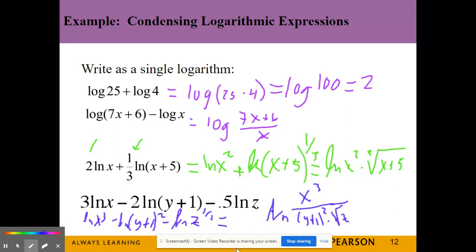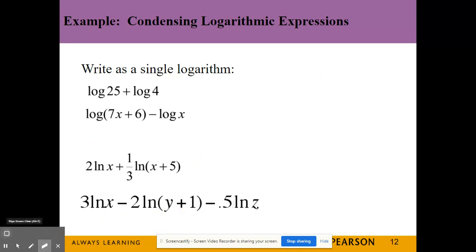Okay, that's better. So my first step was fine, just using the power rule. But then the mistake I made was I was treating those subtraction signs like addition signs, and that's why I had everything multiplied. But since these two are getting subtracted, they are both going in the denominator. So you have natural log of x cubed in the numerator, and then the denominator, it's y plus 1 squared times z to the 1/2, which became square root of z. And that's in the denominator, again, because they're both getting subtracted. Okay? All right, let's take a look at the next one. Let's erase that first.